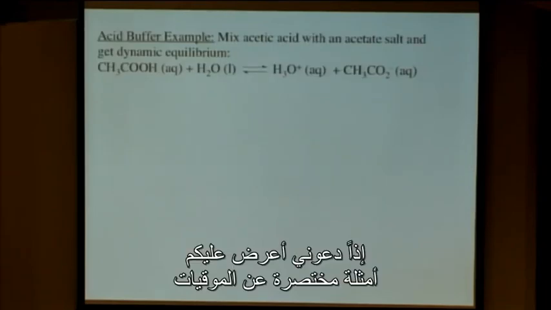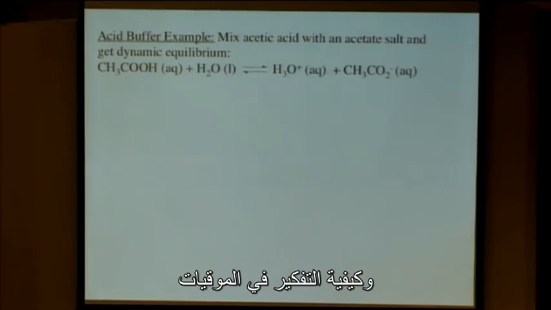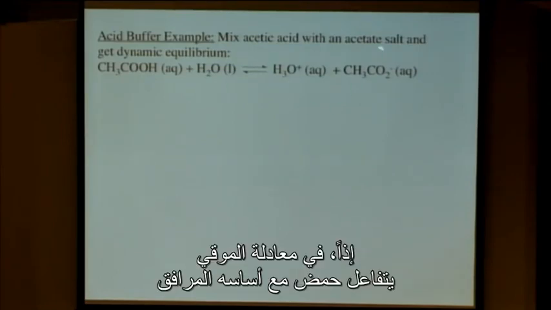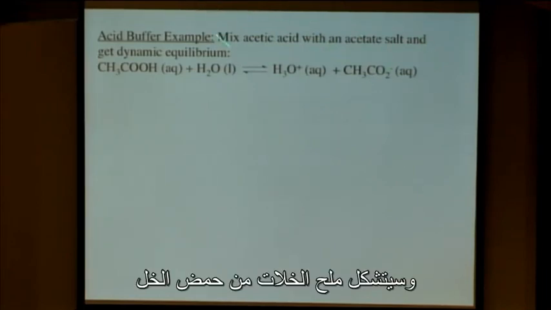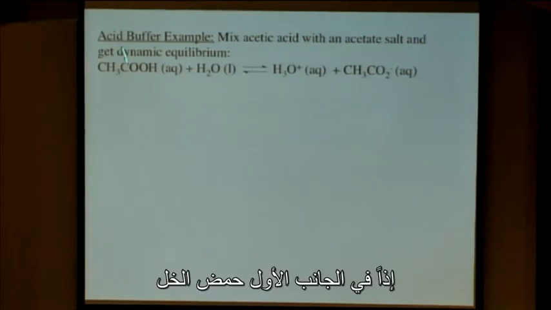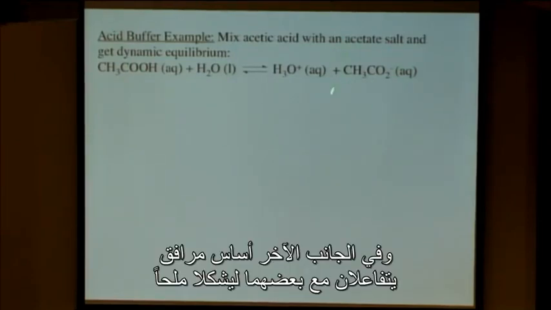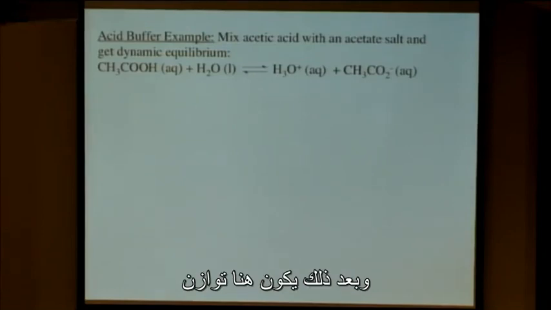So let me just give you a brief example of a buffer and just get you thinking about buffers. In a buffer problem, you're going to mix an acid with its conjugate base. So you have acetic acid and then probably the acetate salt of the acetic acid. Over here you have the acetic acid. On this side you have its conjugate base, usually added in the form of a salt. And then you have an equilibrium.